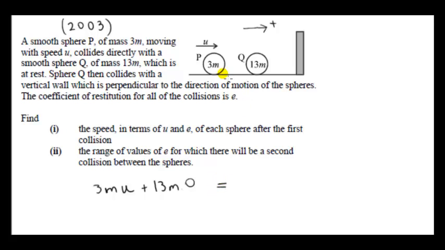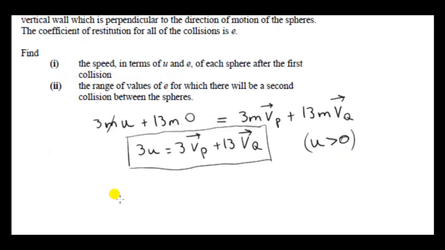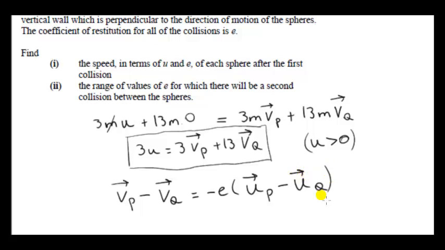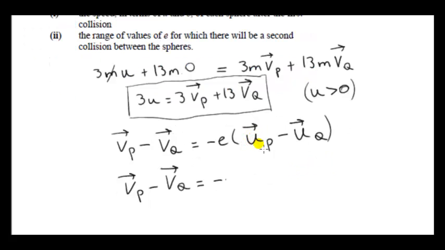So that's the total momentum before, and the total momentum after is, for P, the mass of P, 3m, times its velocity immediately after colliding with Q. We call that velocity Vp. And the momentum of Q is its mass 13m times its velocity immediately after the first collision. So next we apply Newton's law of elasticity, which states that the relative velocity immediately after the collision, Vp minus Vq, is minus e times the relative velocity of the spheres just before the collision. Now, the initial velocity of sphere P is u, and Q is at rest, so that's 0.